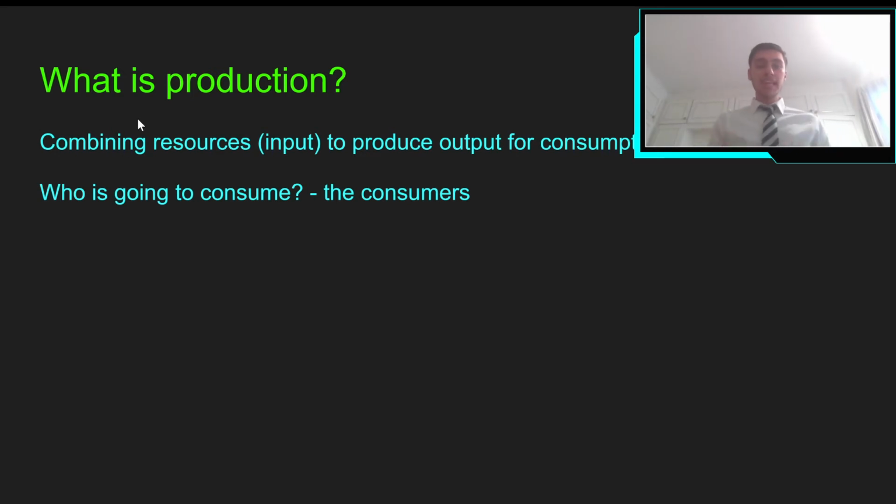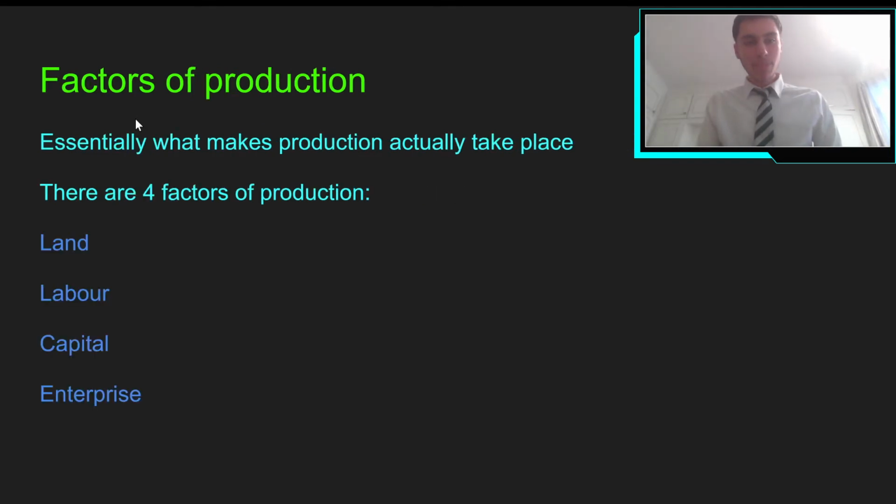So production is basically nothing but combining resources, which would act as your input, to produce output for consumption. Combining resources to produce output. Very easy to understand. And now who is going to consume? The consumers, as we just saw in the previous slide. So this is one thing that you need to know.